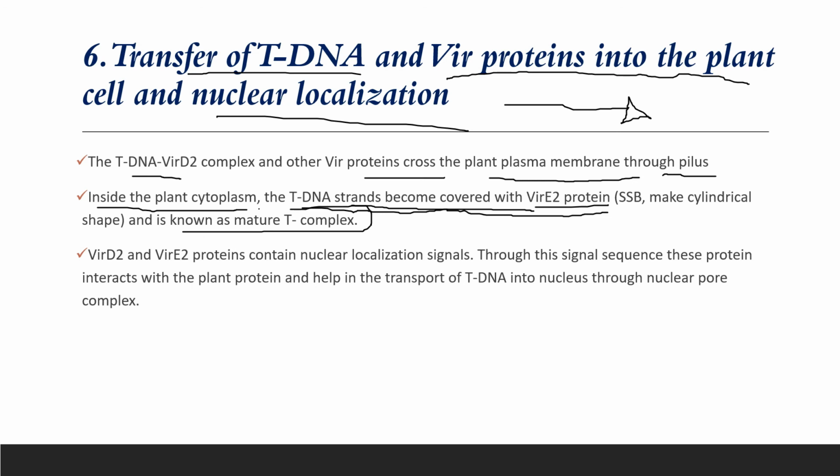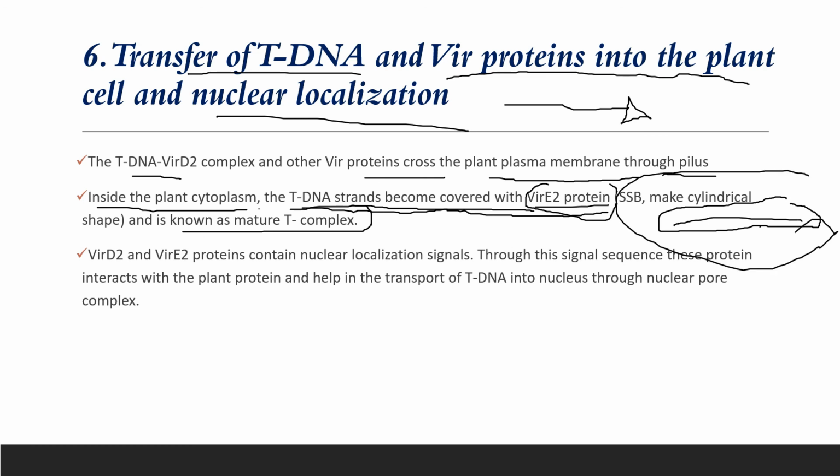So when it reaches the plant cytoplasm, the tDNA strand becomes covered with the VirE2 protein. Let's say this is the tDNA strand. It is now covered with the VirE2 proteins, which we collectively call the mature T complex. So this entire part is known as the mature T complex.